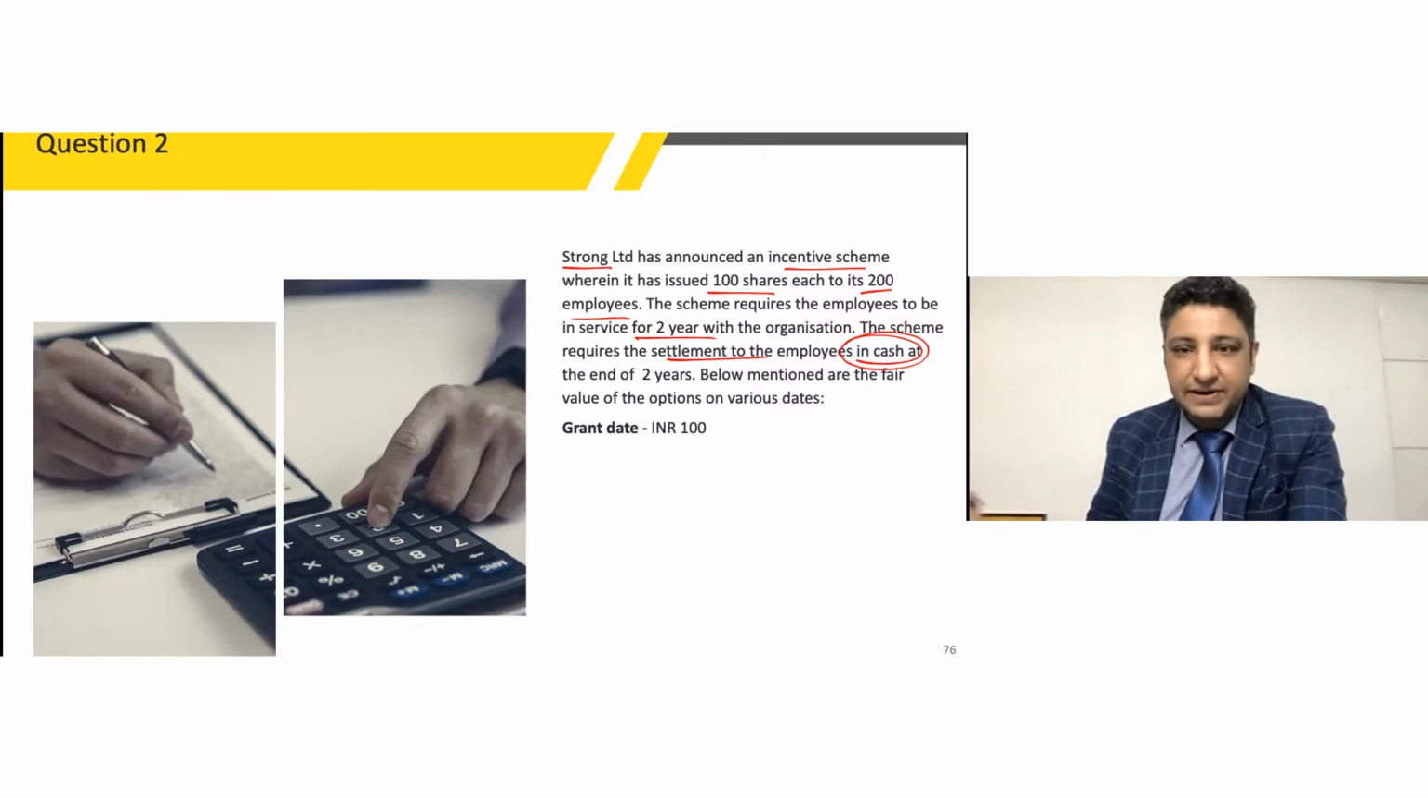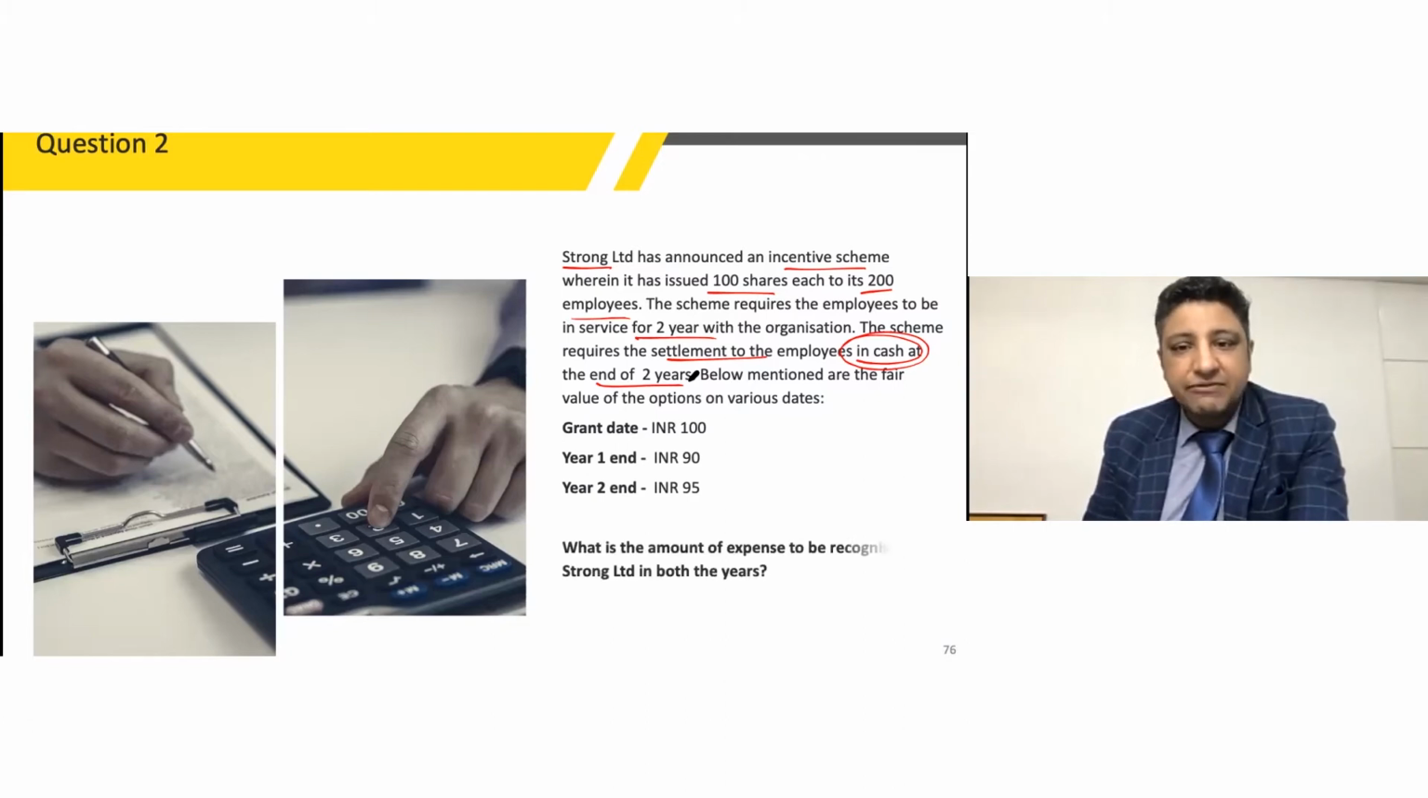Now, this is a different scenario. You're not issuing shares, right? You're going to give cash to the employees. Below mentioned are the fair values of the options on the various dates. On the date of grant, it is 100 rupees. At the end of year 1, it is 90 rupees. At the end of year 2, it is 95 rupees. The question is, what is the amount of expense to be recognized by Strong Limited in both the years?